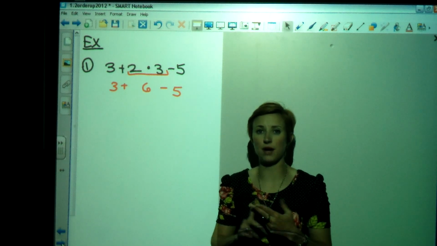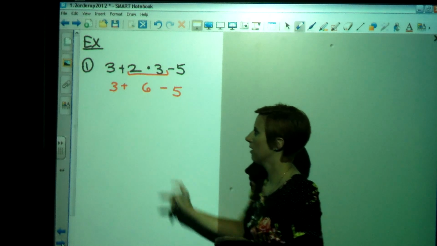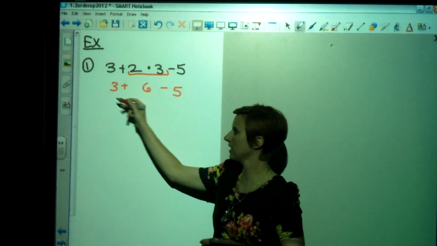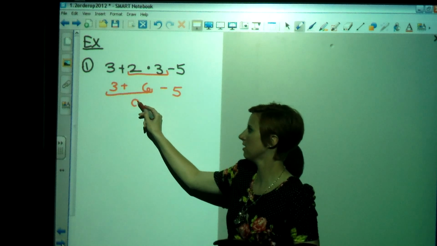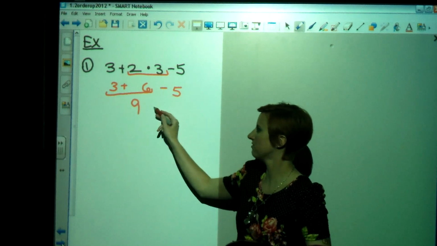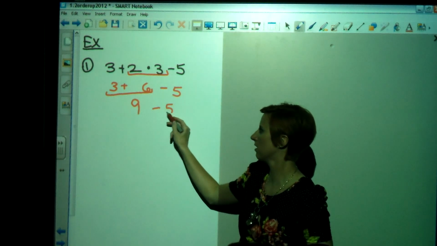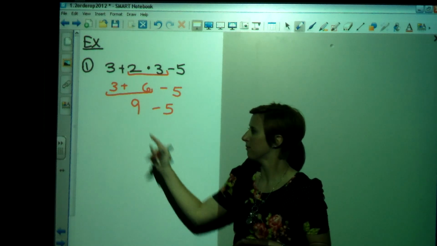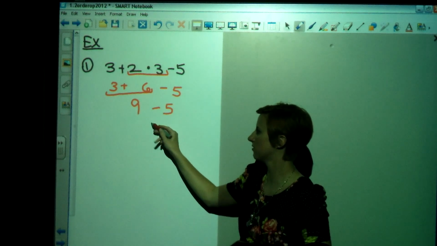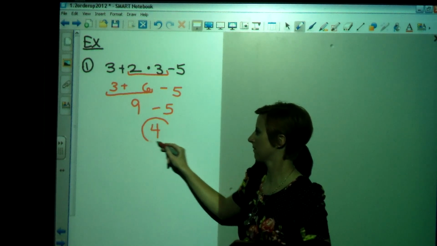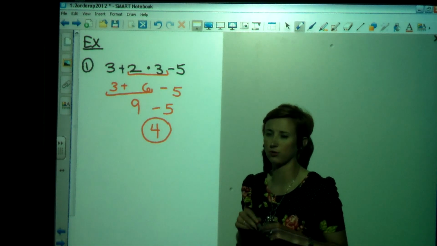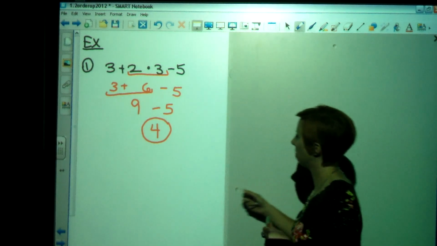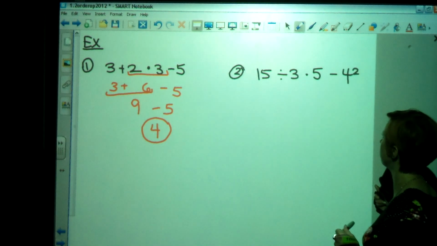So we add or subtract in order from left to right. So my 3 plus 6 comes first. So 3 plus 6 is 9. Drop down my minus 5 because I haven't used him yet. And for my final step, 9 minus 5 is 4. And once again, circle it or box it in so we can find the answer quickly. Now, moving on to example 2.